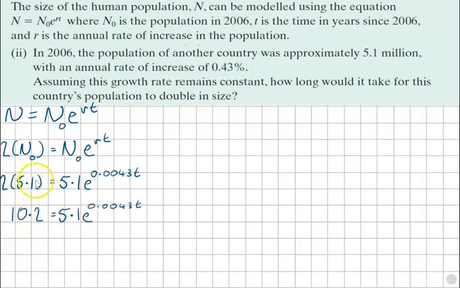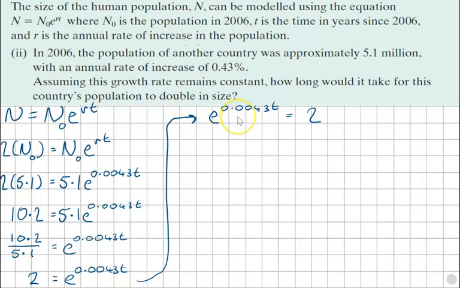So 2 times 5.1 is 10.2. So we're going to divide both sides by 5.1 to try and isolate the e. And 10.2 divided by 5.1 is 2. So we have 2 equals e to the power of 0.0043t.